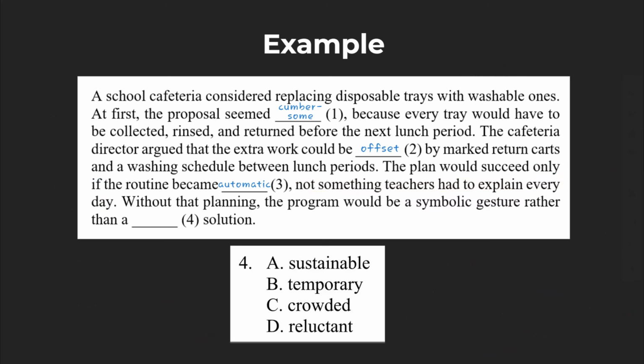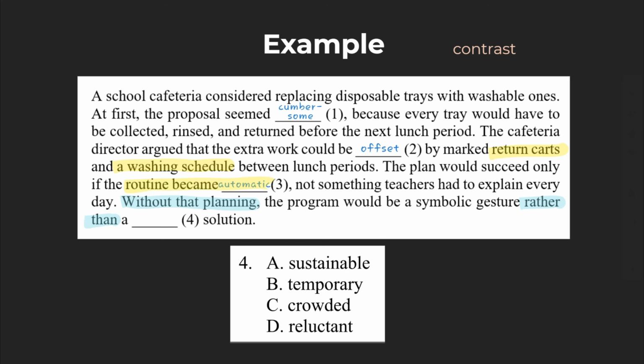Let's move on to blank 4. Without that planning, the program would be a symbolic gesture rather than a blank solution. Our signal phrase here is rather than, which creates a contrast. The sentence is contrasting a program that only looks meaningful with one that actually works as a real solution. The phrase, without that planning, also points back to the whole passage. The cafeteria needs return carts, a washing schedule, and a routine that becomes automatic. Without these things, the program may look good, but it will not keep working in practice.